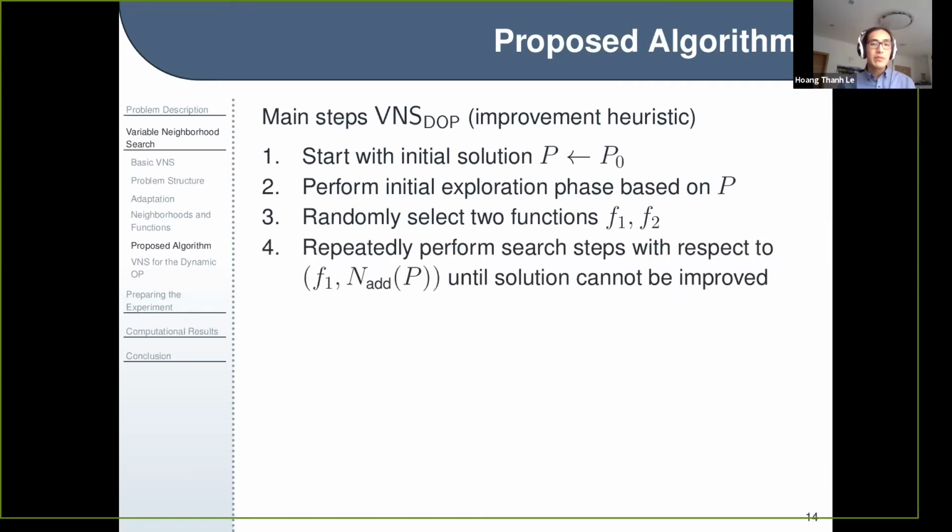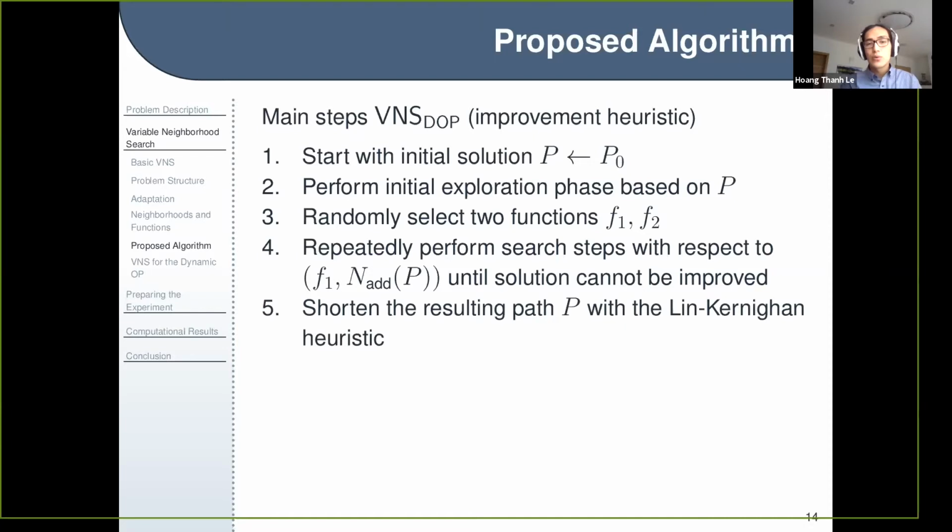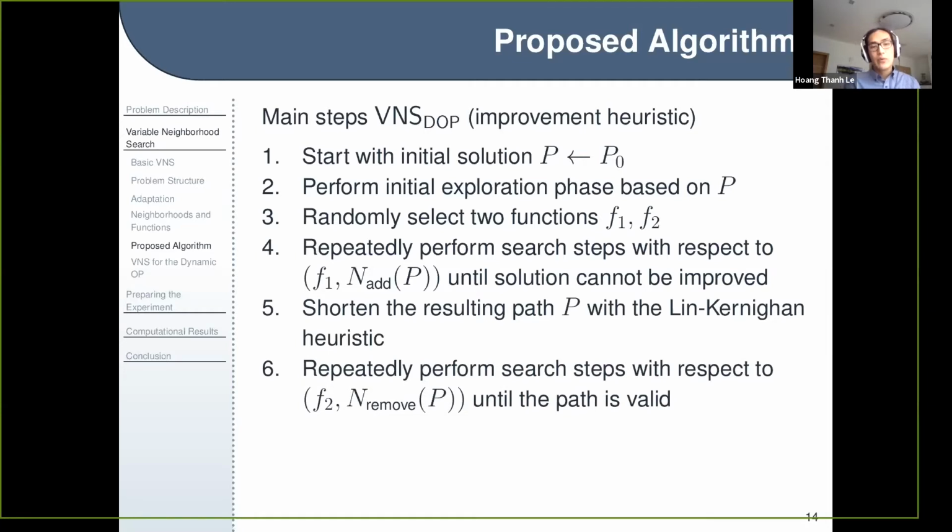Then we repeatedly perform search steps with respect to the add neighborhood and the function f1 until the solution cannot be improved. So we add nodes until the path becomes invalid, as it exceeds the budget, or until there are no more nodes left to add. Then we shorten the resulting path using the chained Lin-Kernighan heuristic. This is a commonly used heuristic for traveling salesperson problems. If the path is still too long, then we repeatedly perform search steps with respect to the remove neighborhood and the function f2 until the path becomes valid again. If the termination criterion is not satisfied, we go back to step 3.